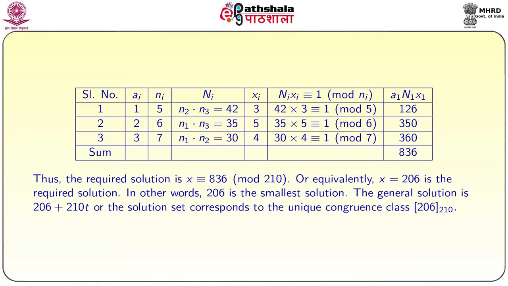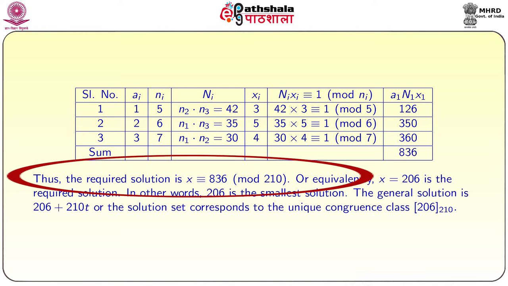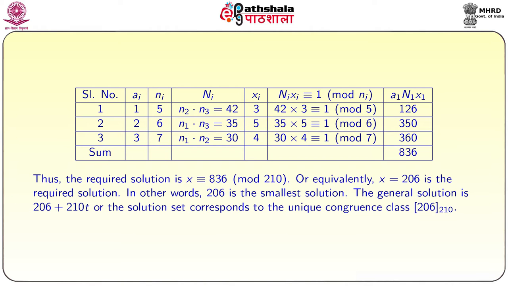Now, we will evaluate the sum of a i capital N i into x i, which is going to be 836. This is the x bar we are looking for. So, the required solution is x congruent to 836 modulo 210, or equivalently x equal to 206 is the required solution. In other words, 206 is the smallest solution in this equivalence class.